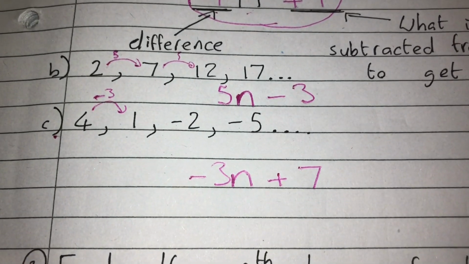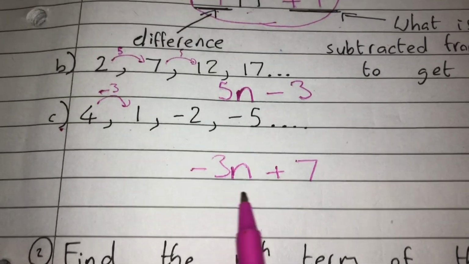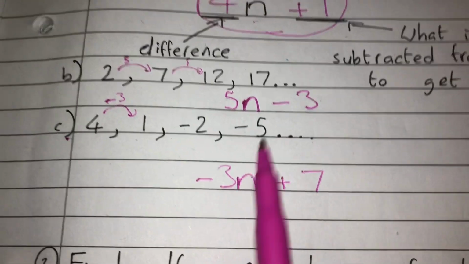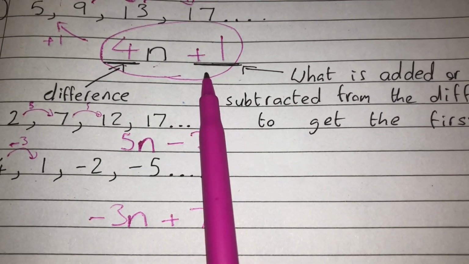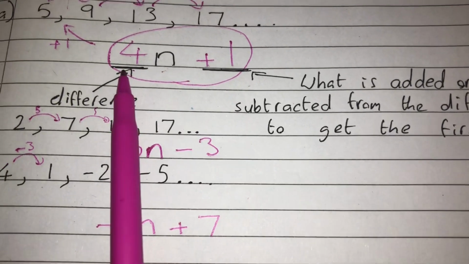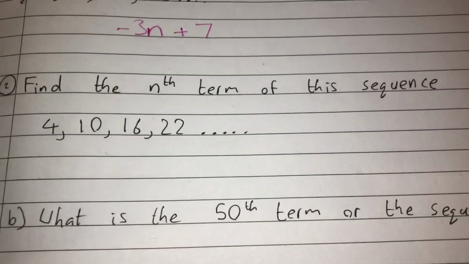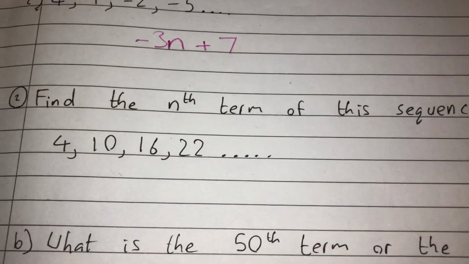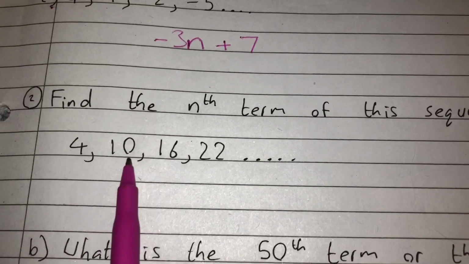You can use a number line to help you if needs be with that type of question. But it's the same thing. So the coefficient, the number beside the n, is the difference. And this second number is what we add or subtract to the difference to get to the first term. All right? I'm going to do one more example. Find the nth term of this particular sequence. Okay, so 4, 10, 16, 22.